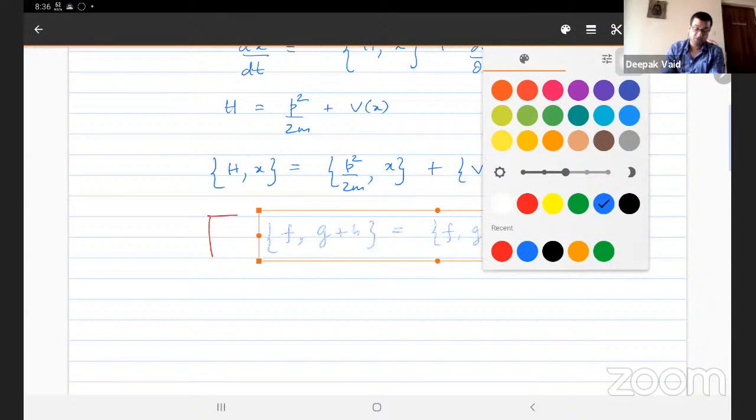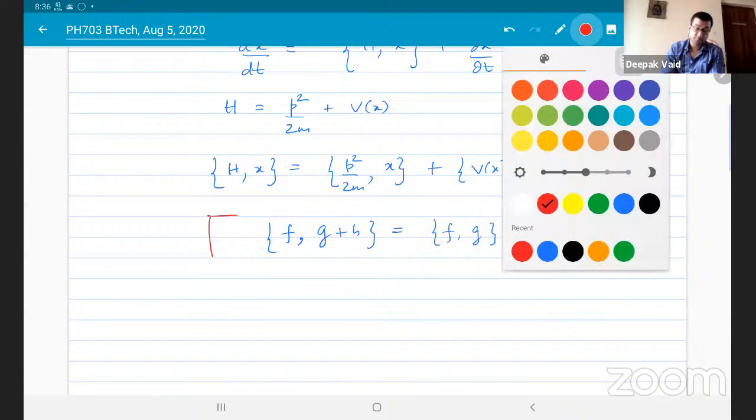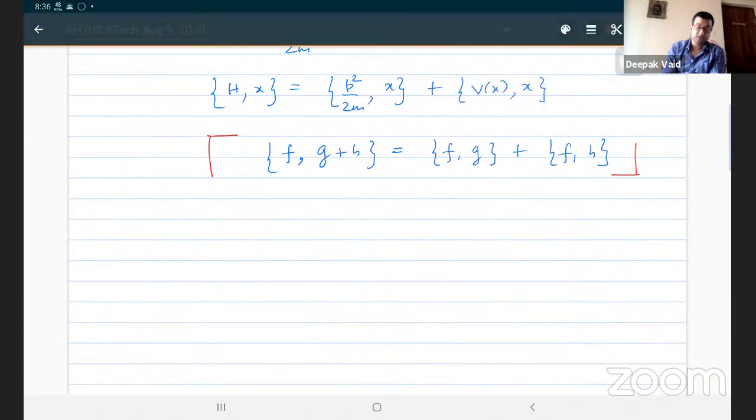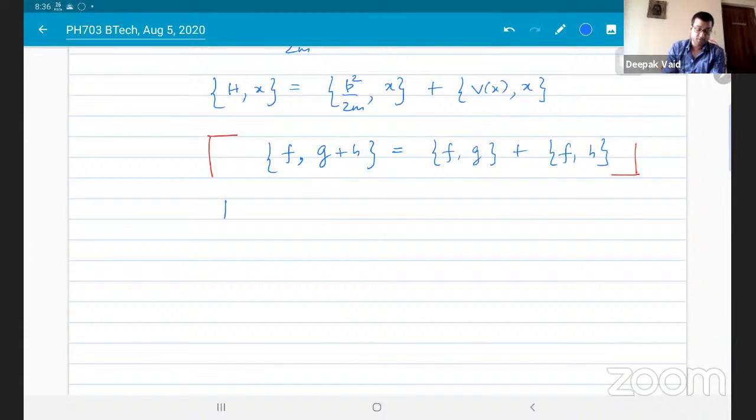The same thing applies for commutators also, right? Now, what is this quantity? What is the commutator of the potential of this thing? Well, if you work it out, this will be 0. Basically, any function of x will commute with x.